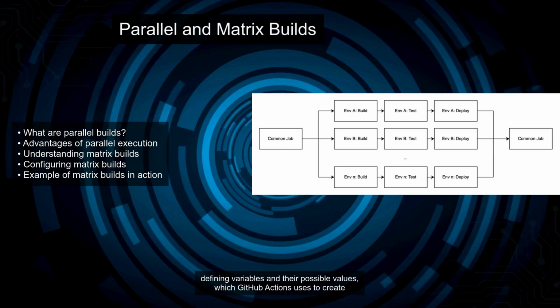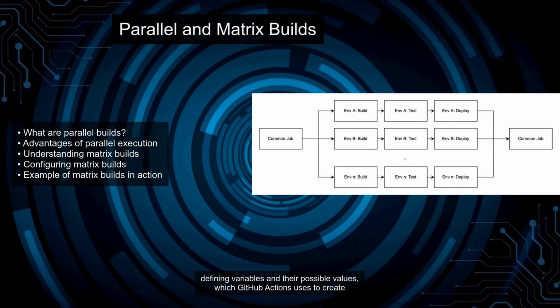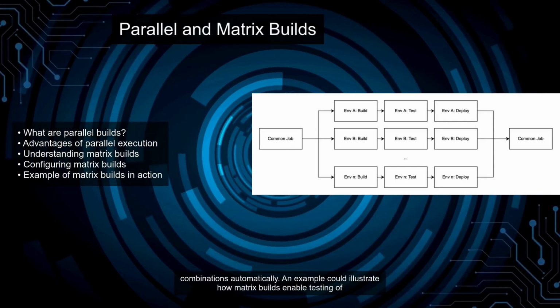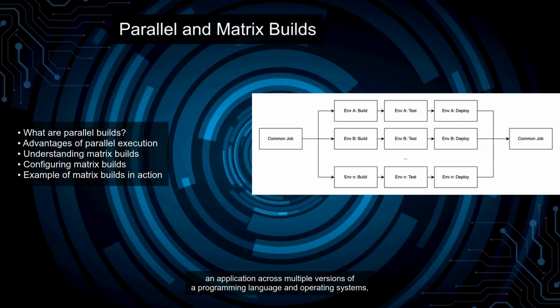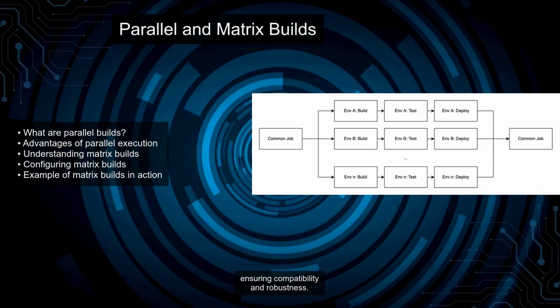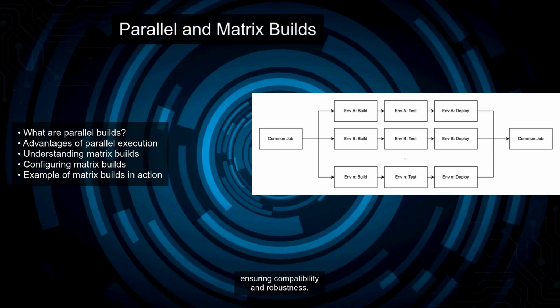Configuring matrix builds involves defining variables and their possible values, which GitHub Actions uses to create combinations automatically. An example could illustrate how matrix builds enable testing of an application across multiple versions of a programming language and operating systems, ensuring compatibility and robustness.